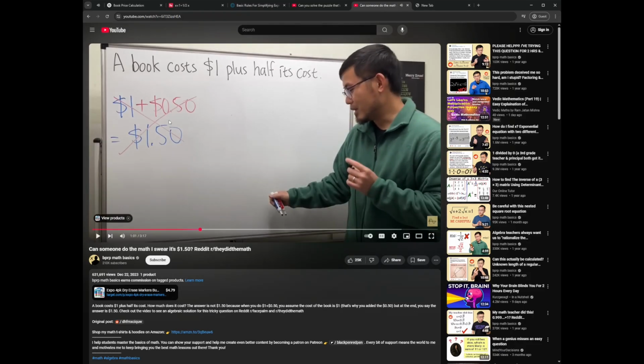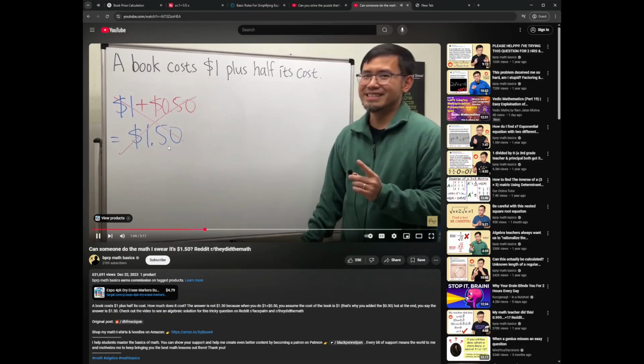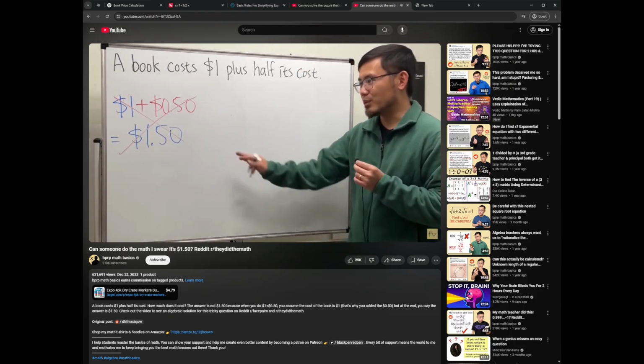Because this way, you're making it cost both $1 and $1.50 at the same time, which it can't. It can only have one cost. We don't know how much the book costs, so that is not valid. It's not $1, it's not $1.50.